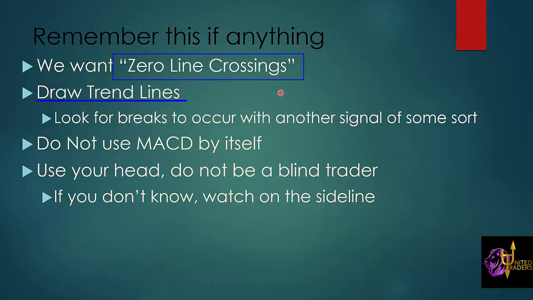Listen to that signal. Again, going back to the zero crossings and scanners, you can use scanners to find you zero crossings. Don't take all zero crossings. Not all zero crossings are created equally, but it's very easy to search for. Remember, when we're drawing trend lines, look for multiple things to occur at the same time. Do not use MACD by itself. You've got to use price action patterns like trend line breakouts, things like that.